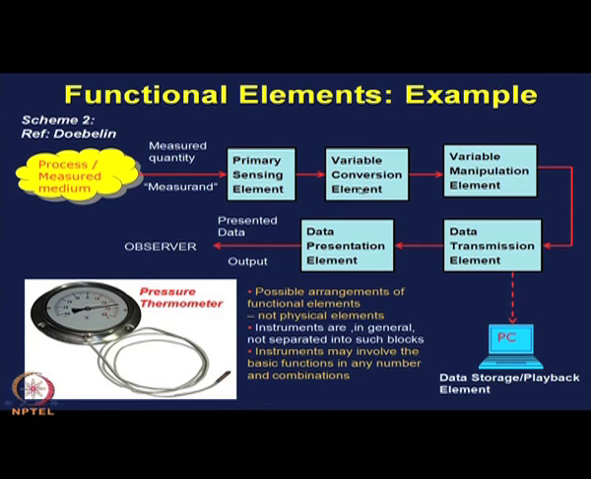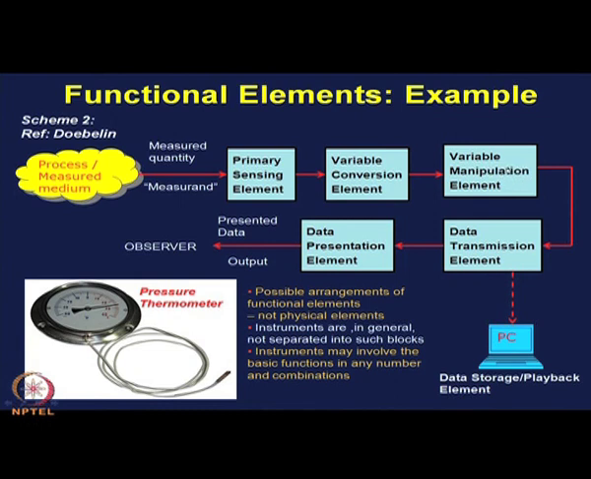Then we have the variable conversion element, which can convert the physical nature of the output signal from the primary sensing element if it is required for the purpose of measurement. So, this output signal can be different from this input signal. Then, if it is necessary to magnify the magnitude of this signal, we can have a variable manipulation element next.